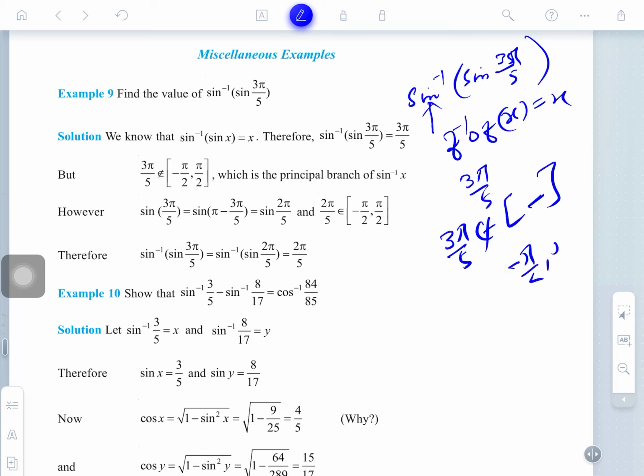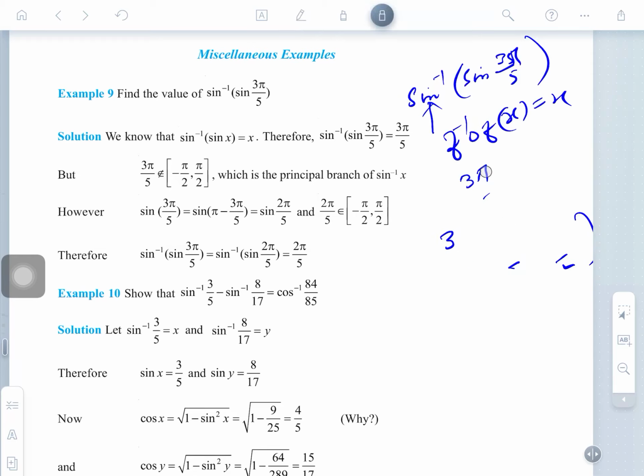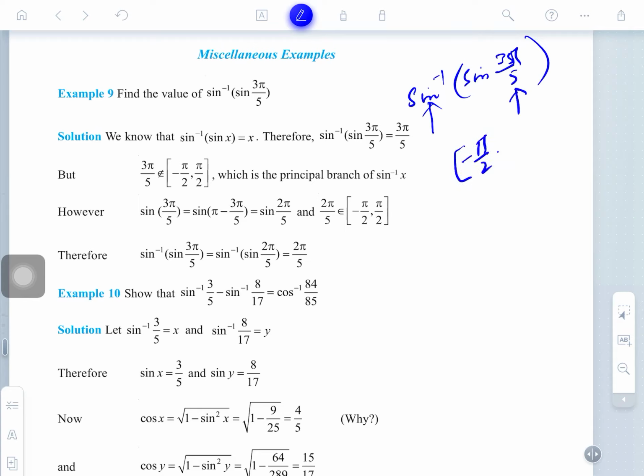Its range is minus pi by 2 to plus pi by 2, and its value here is obviously more than pi by 2. So this will not be a solution here. Is that clear, guys? So first we need to bring the value under the range, minus pi by 2 to plus pi by 2. So sine inverse, and here what is to be taken?